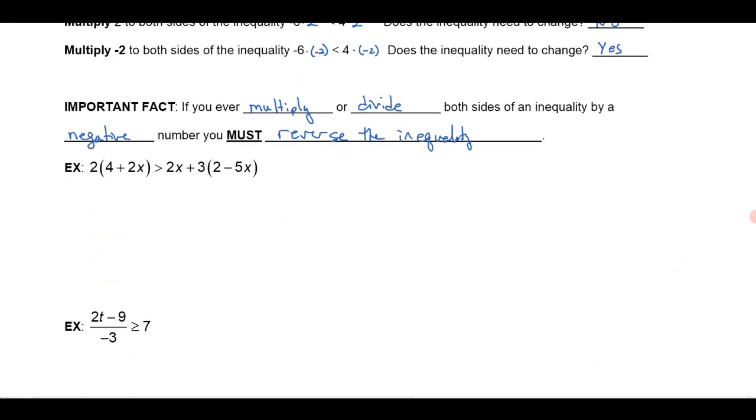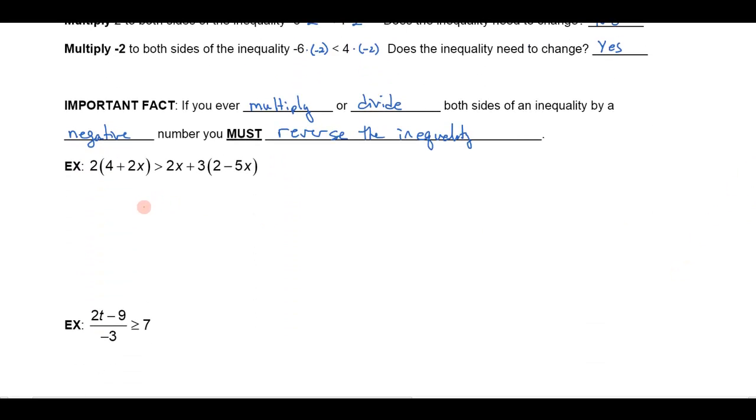I've got this inequality, and I'm going to solve it just almost exactly like a linear equation. So I'm just going to go ahead and distribute the 2 here to the 4 and the 2x, and over on this side I'll distribute the 3. And the only thing I have to remember that's different about the inequality is if I ever multiply or divide by a negative, then I just have to remember to reverse the inequality. So I'm going to get 8 here plus 4x is greater than the 2x plus 6 minus 15x.